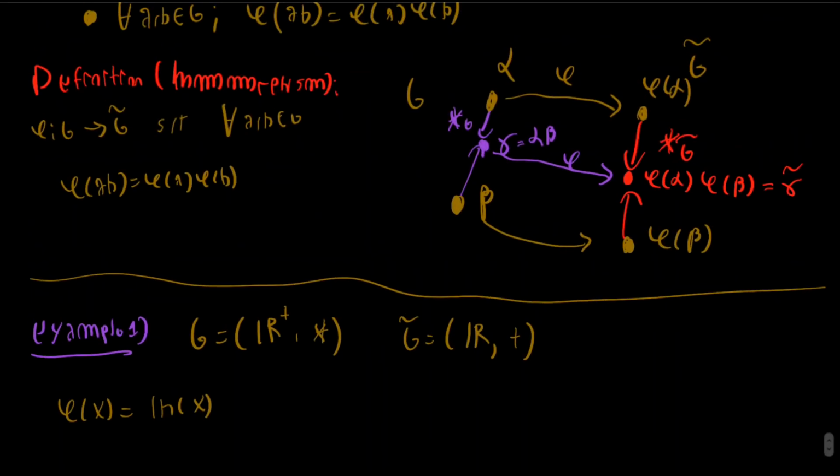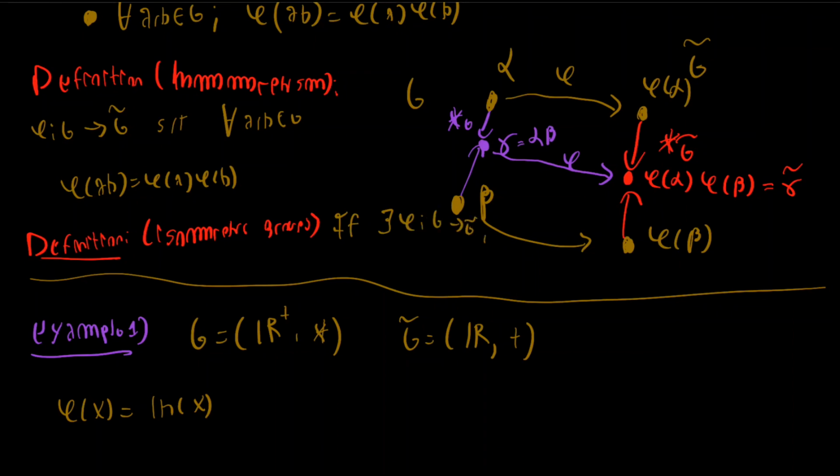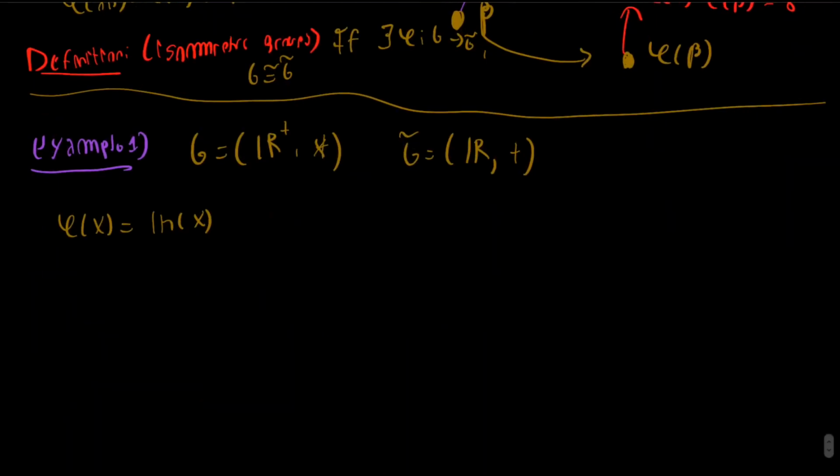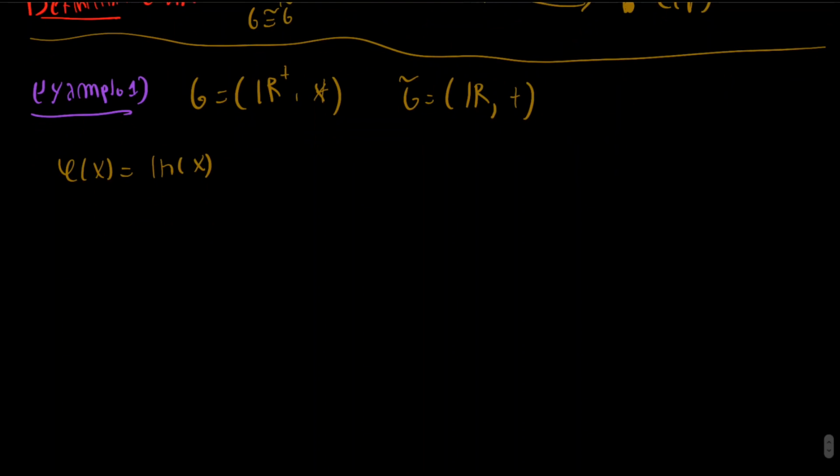And by the way, I forgot to mention another definition. If there exists an isomorphism between two groups, so if there exists phi between G and G tilde that is an isomorphism, then we're going to say that G and G tilde are isomorphic, and we're going to write it like this. This basically means that they're algebraically the same. So let's go back to the example.